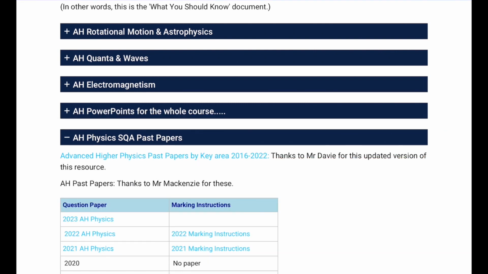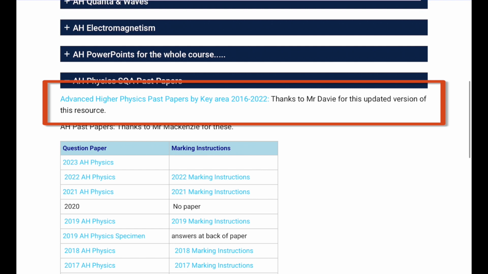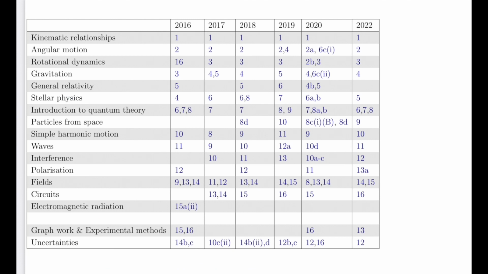then we're going to click on past papers, and then the first link you see there is Mr. Davies' interactive PDF of Advanced Higher Physics past papers by key area, and if you click on that, then an interactive PDF opens up and you just click on the question you want.